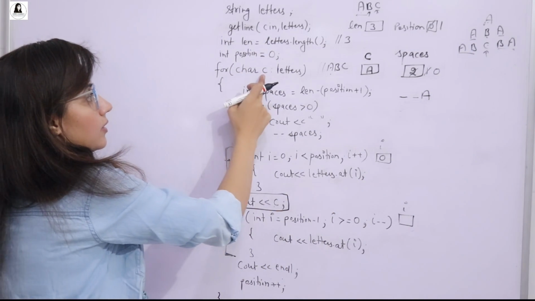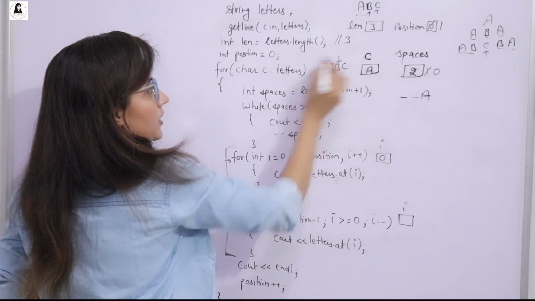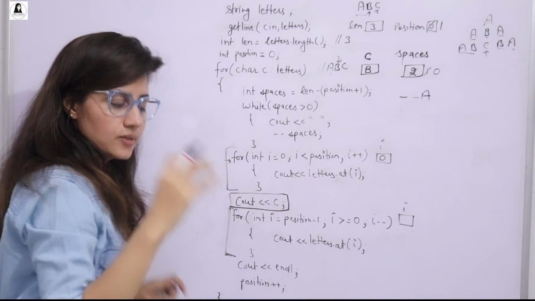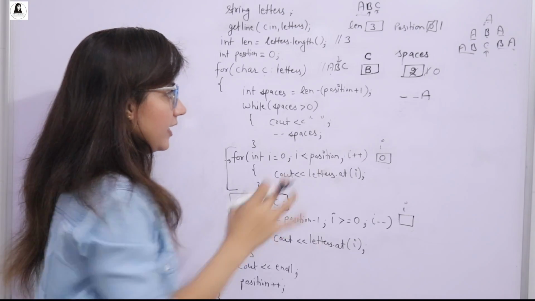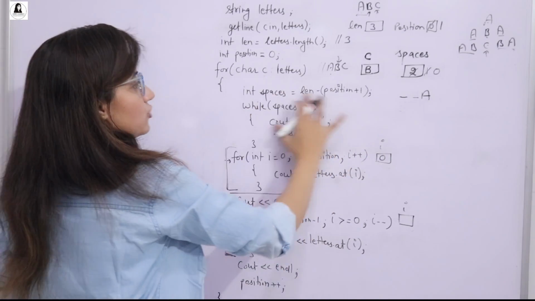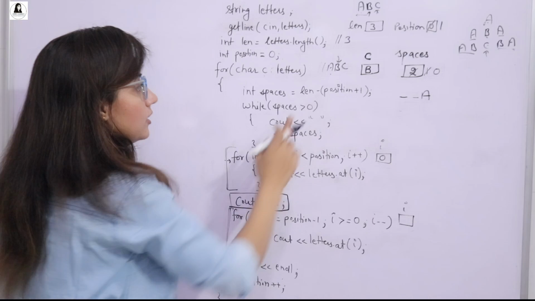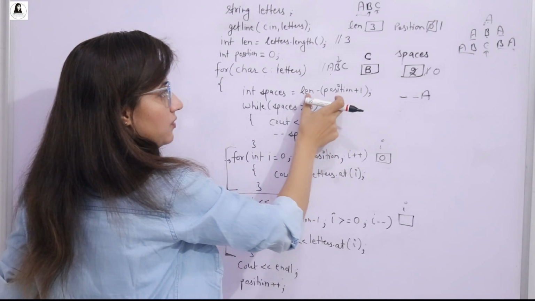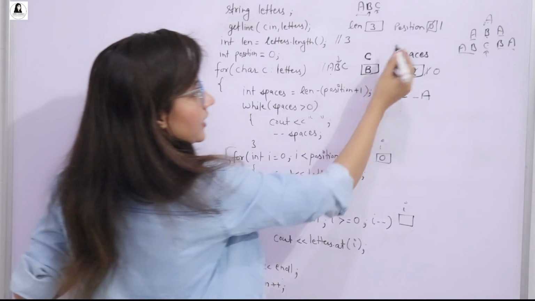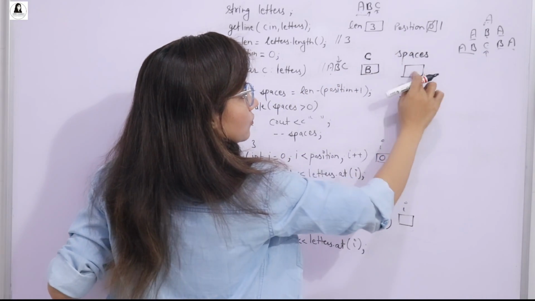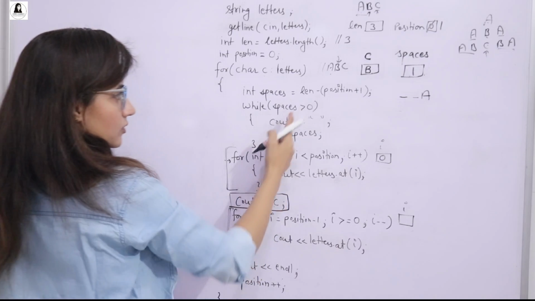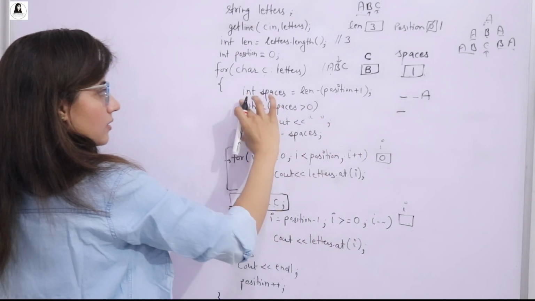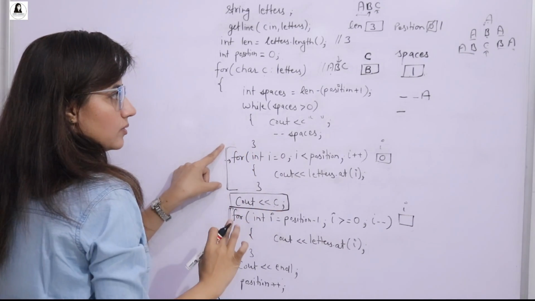Right? Now from A, B, C, the next character B would be assigned to this C. So now here we have B. The current character is B now, and we are in the second line. The same space would be counted, right? So length minus, now at this time position is 1. So 1 plus 1 is 2. Length is 3. 3 minus 2 is 1. So space is right now 1. For the second iteration spaces are 1. So how many spaces would be printed? Only 1 space. After that, out from this while loop.